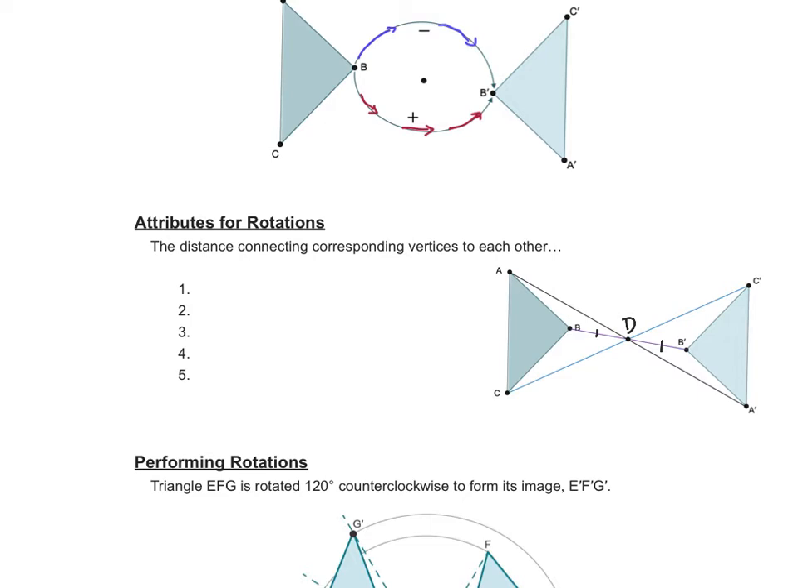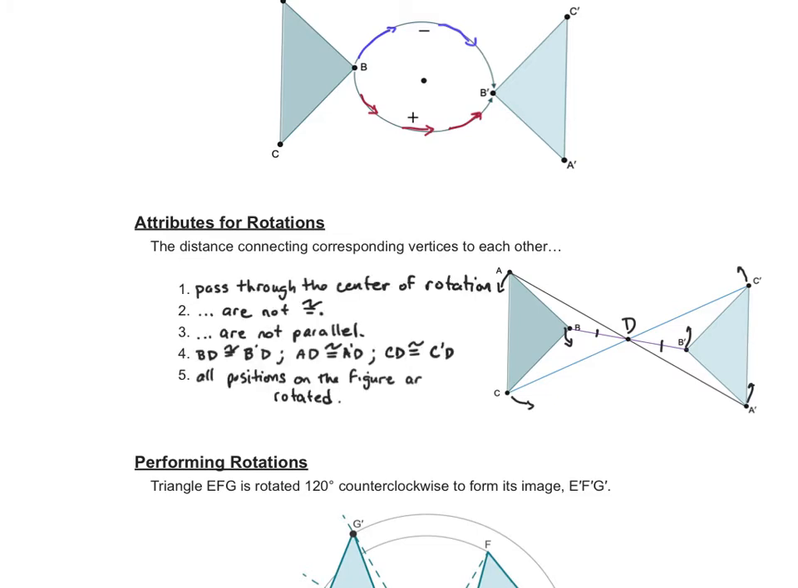And then all the points on the figure are going to be rotated. So everything is going to have rotated the same direction for the same distance. Okay, so there are some of the attributes: they pass through the center of rotation, are not parallel, are not congruent. And then, of course, we do have some congruent segments and corresponding segments. And all points on the figure are going to be rotated.